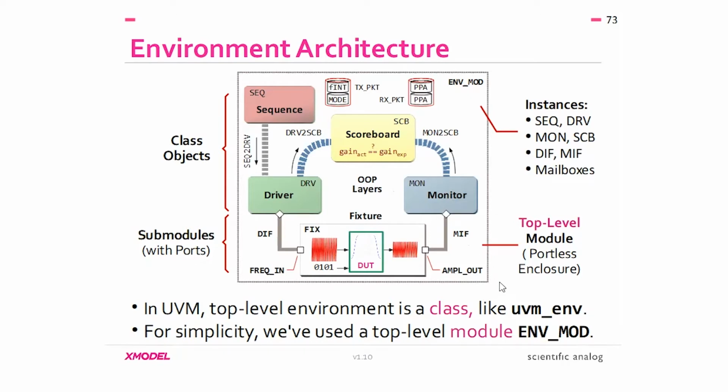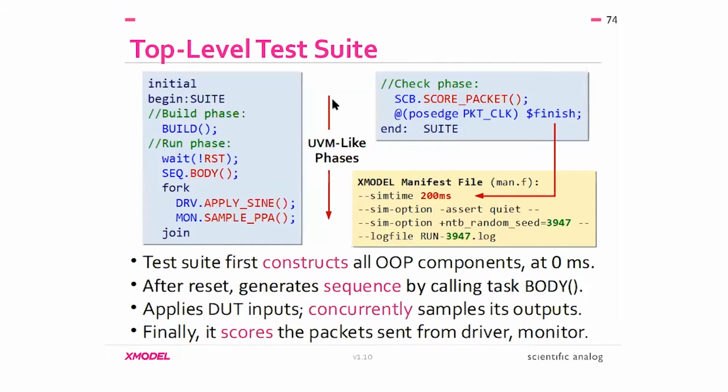In a more UVM compliant test bench, this environment would be a class derived from UVM env, and its main advantage would be that you could top-down configure all of the components underneath it. We don't need that complexity, so we went with a top-level module. And the most important code in our module is this initial block. It carries out our entire test in UVM-like phases indicated by these green comments.